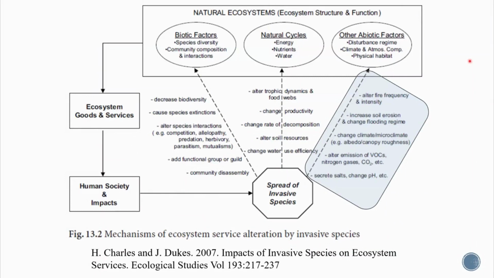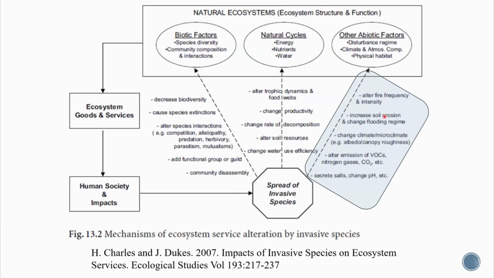When we take a look at invasive species, it can be represented like we have here with this chart. So you've got this spread of invasive species here, and we've got our human society impacts affecting that, of course. One of the things that we want to focus on for today is that there are a number of ways in which invasive species have impacts. They can impact biotic natural cycles and abiotic factors, but one of the things is looking at that disturbance regime.